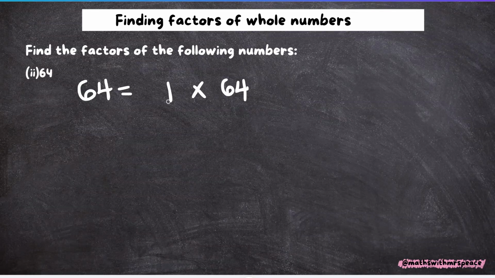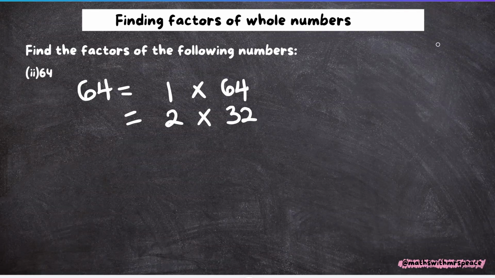1 is a factor of every number. So the first factor will always be 1. And the last factor will be the number itself. So take note of that. First factor will be 1. Last factor will be the number itself. So let's go ahead. After 1, we have 2. We're just going to keep trying these numbers. So this will be 2 times 32.